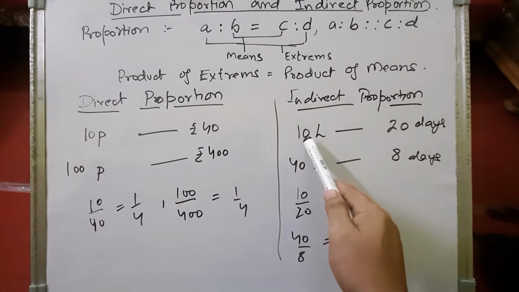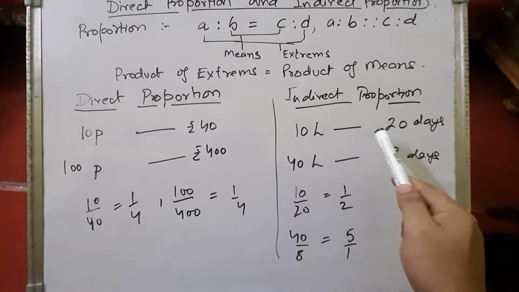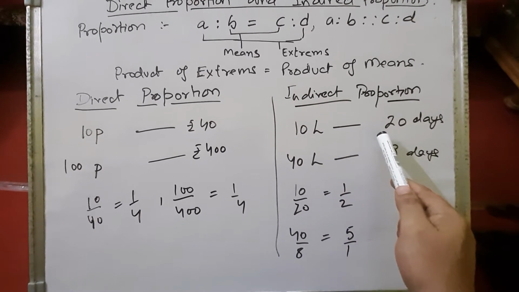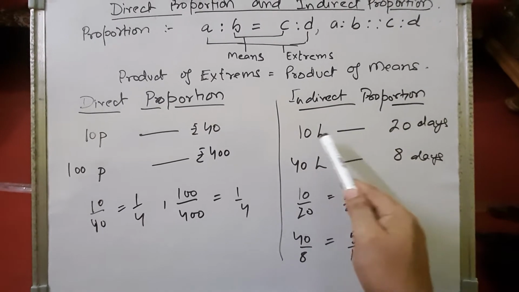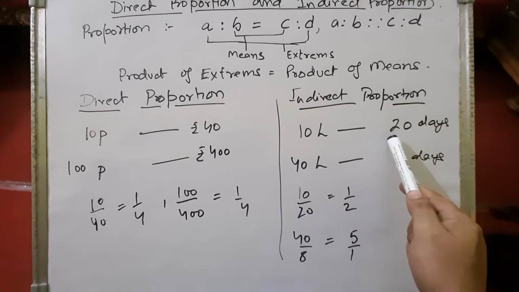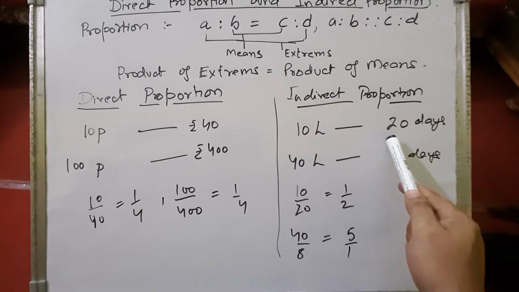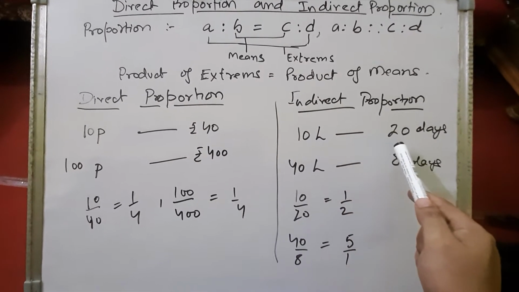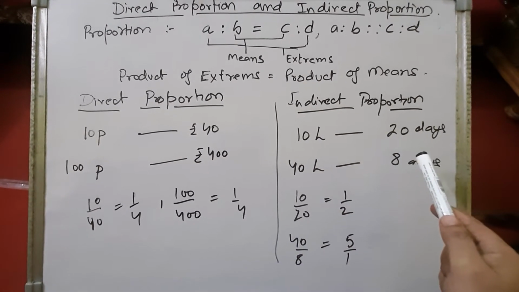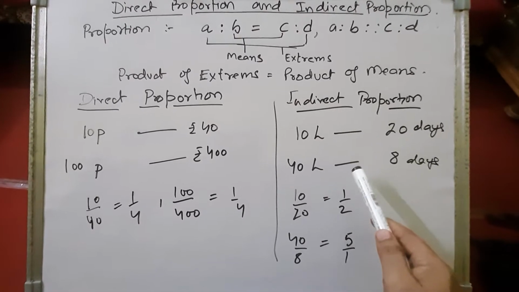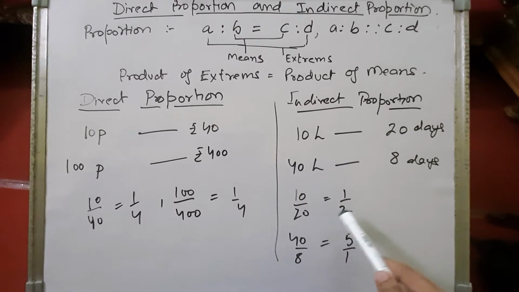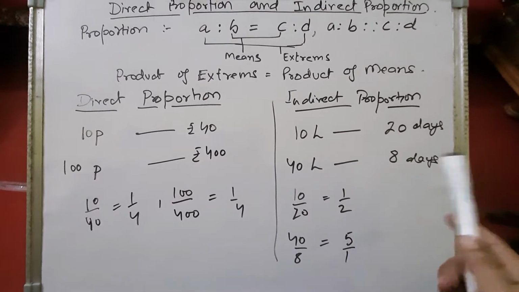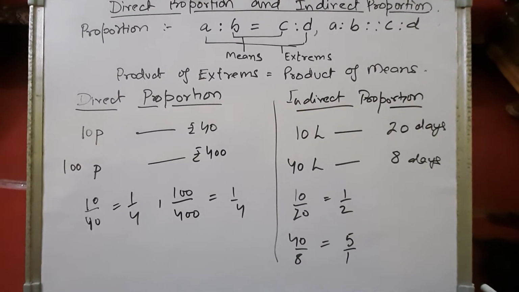That means, if we say that 10 laborers can finish in 20 days, then one laborer will take 2 days? No, that will be wrong. One laborer will take 200 days, because when we decrease the number of laborers, the number of days will increase. It will not decrease. This is wrong. So here the ratio, if we calculate, is 1:2, and here the ratio will be 5:1. That is not the same. Right.